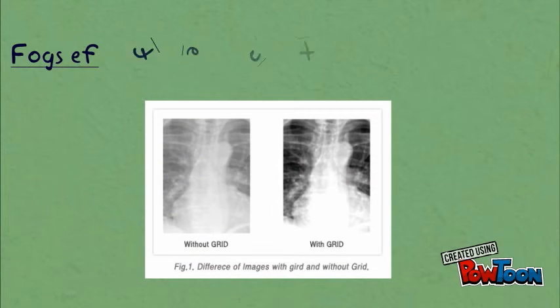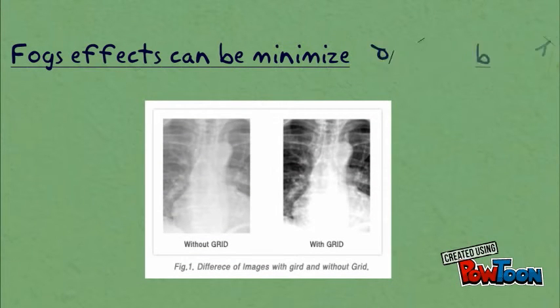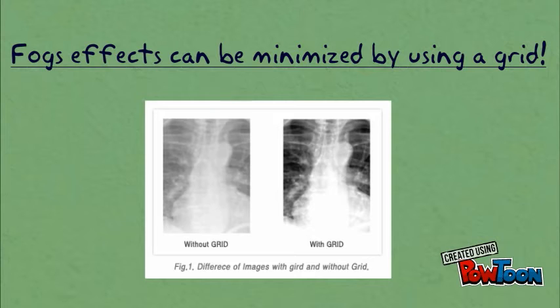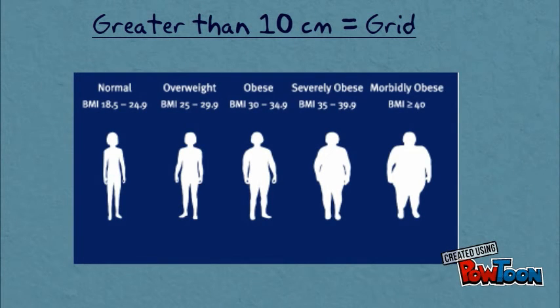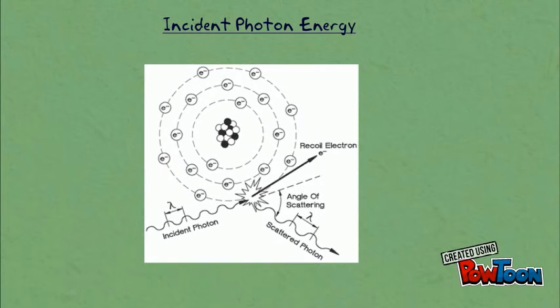Fog can be reduced through the use of a grid placed between the patient and the IR. This helps to decrease the amount of scatter radiation impacting the IR and decreases fog. A grid should be used on any body part greater than 10 centimeters. The two main factors which determine whether or not Compton scattering occurs are that of incident photon energy and the mass density of the tissue.